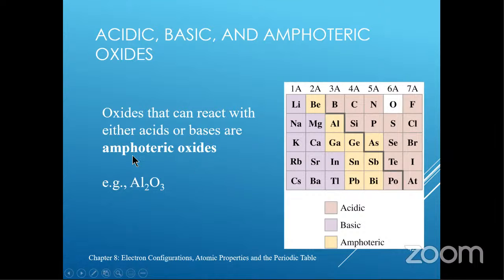And then we have a third category of oxides known as amphoteric oxides. And these oxides tend to behave as acids and bases, depending on what they're reacting with, all right? And a good example of this is aluminum oxide. And if I'm not mistaken, gallium oxide is also another example of an amphoteric oxide.